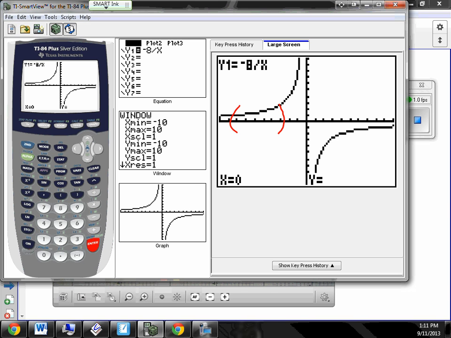What about the x-axis? How far out do I need to go before I hit the x-axis? All the way out to infinity. Well, I can't actually get there, so it never touches the x-axis. So this one has no intercepts at all.